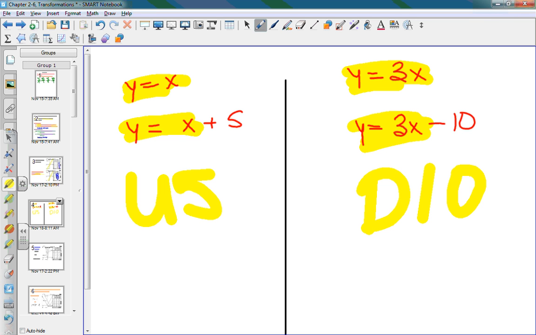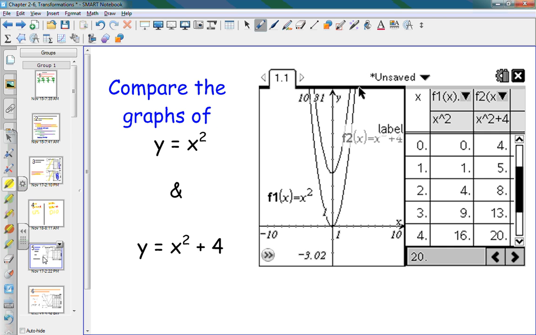Mrs. Yoder's very lazy. U means up, D means down, L means left, R means right. My dad used to say hang a Ralph for a right, hang a Louie for a left. We're all country bumpkins.